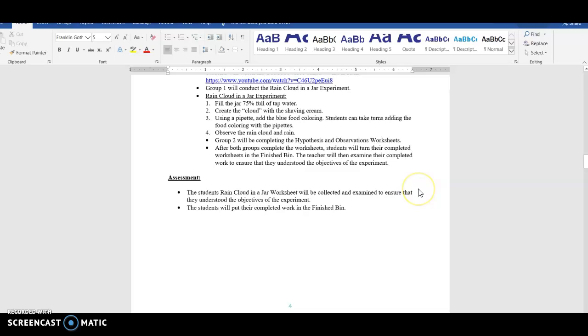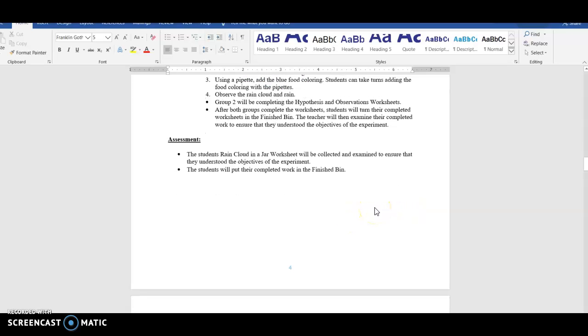After both groups complete the worksheets, students will turn their completed worksheets into the finished bin, and the teacher will then examine their completed work to ensure that they understood the objectives of the experiment. And the assessment will just be collected and examined.